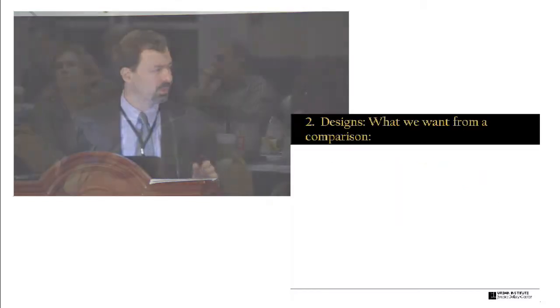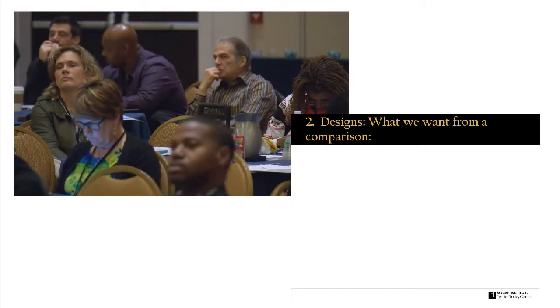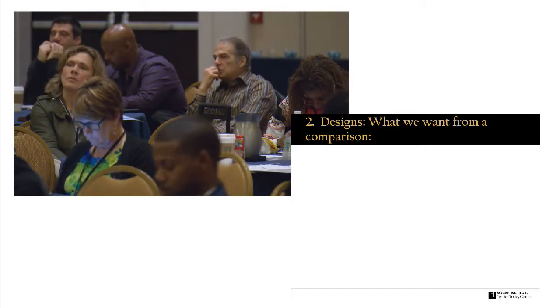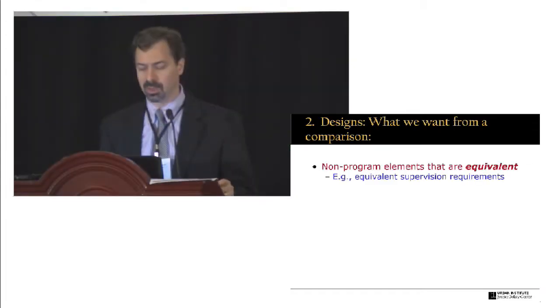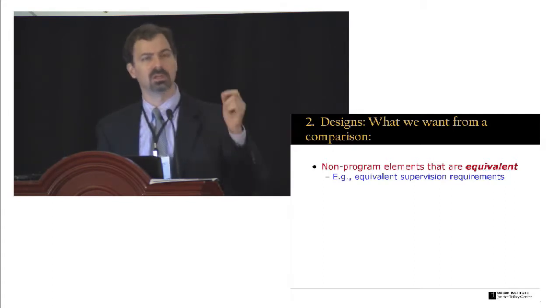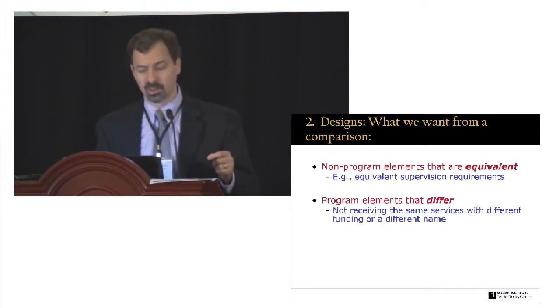Now I just want to make one other large point. The rest of my slides will be about this, which is what do we want from a good comparison group? We want three things, essentially. We want the non-program elements to be equivalent. For example, we want equivalent supervision requirements in the program group and in any comparison group we might choose. We want the program elements to differ. We don't want a comparison group who is receiving the same services with either different funding or a different name.